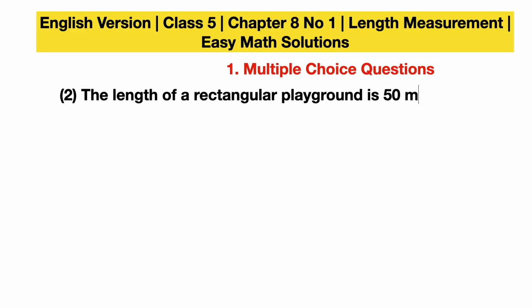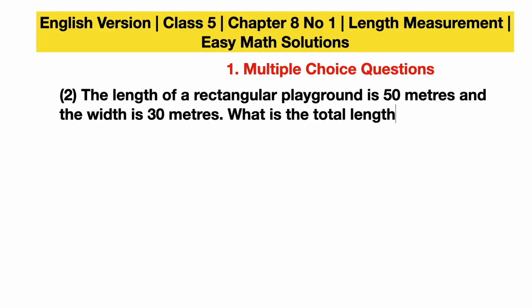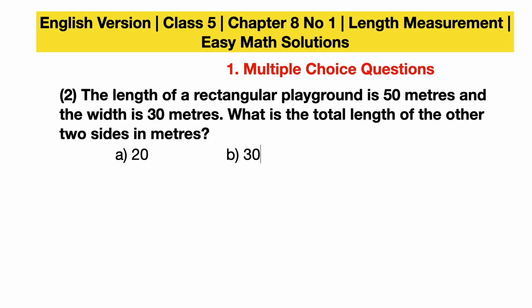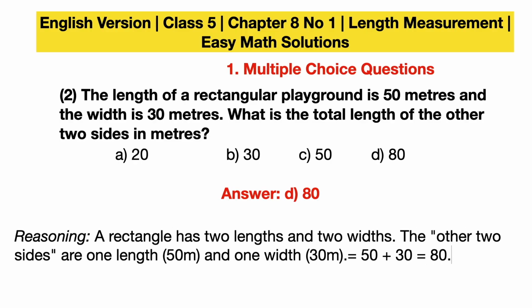The length of the rectangle is 50 meters and the width is 30 meters. What is the total length of the two sides in meters? 20, 30, and 50, that is 80. It is 80. Reason: a rectangle has two lengths and two widths.